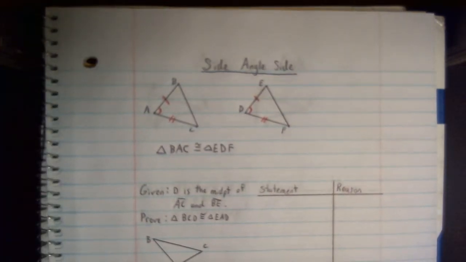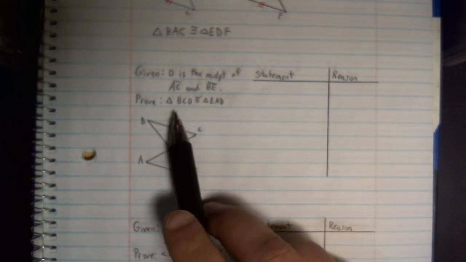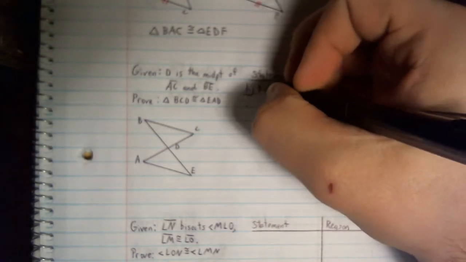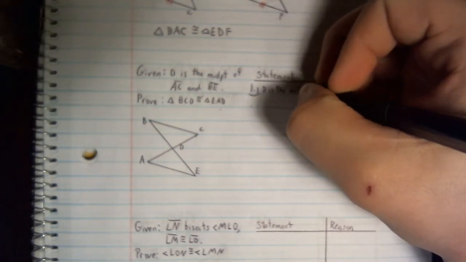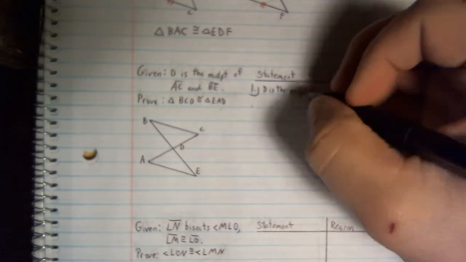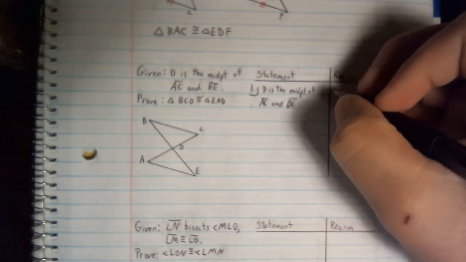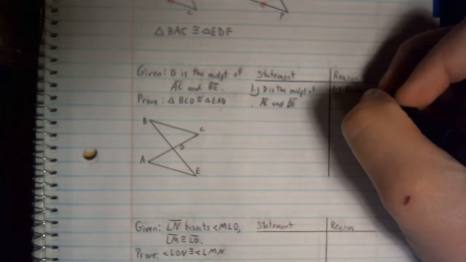Now, let's look at some proofs that are going to be involving side angle side. This proof tells us, given D is the midpoint of AC and BE. Alright. We want to prove triangle BCD is congruent to triangle EAD. Well, our first statement and reason is always our given information. D is the midpoint of AC and BE. We know that because it was given. Okay, again, that's always going to be our first statement and reason.